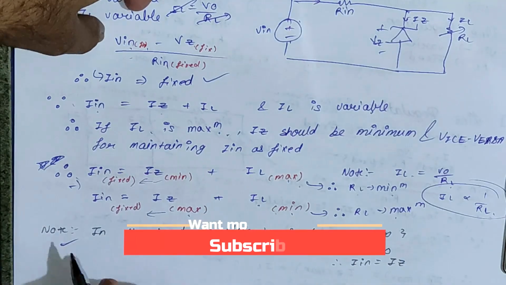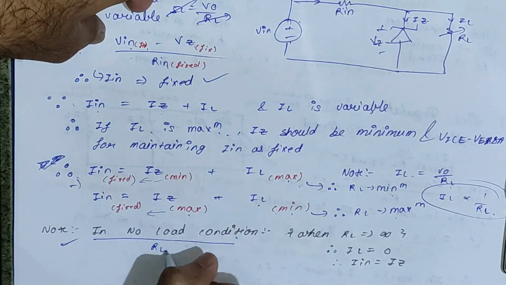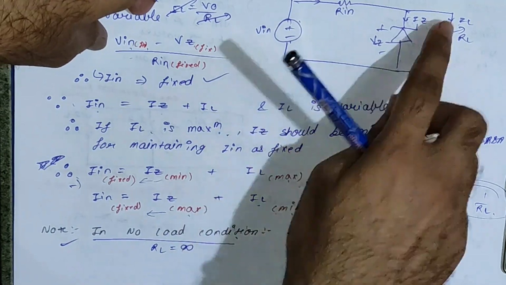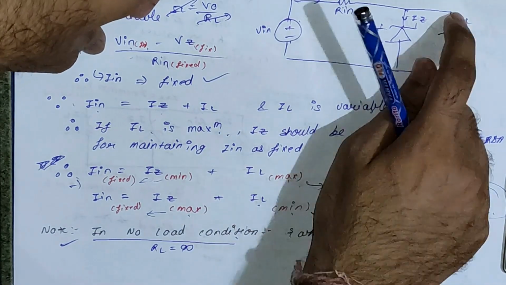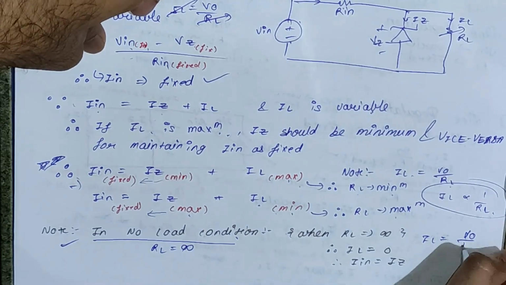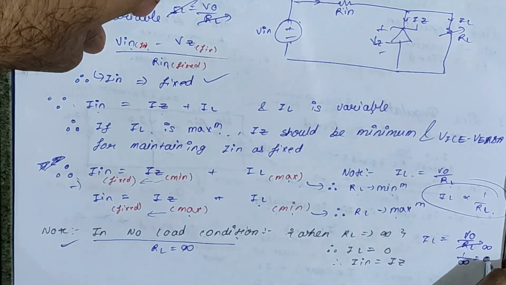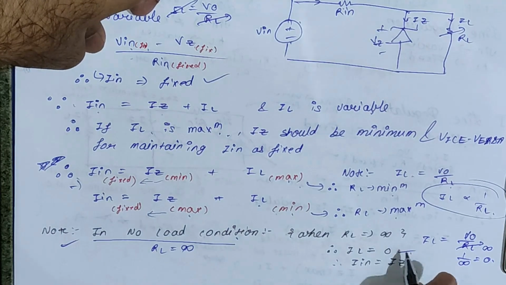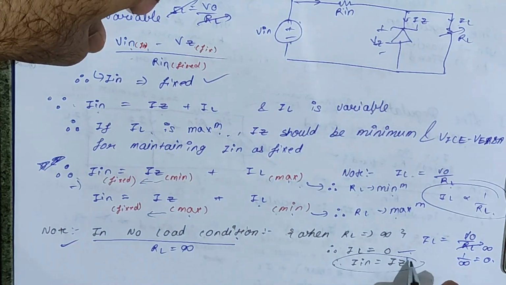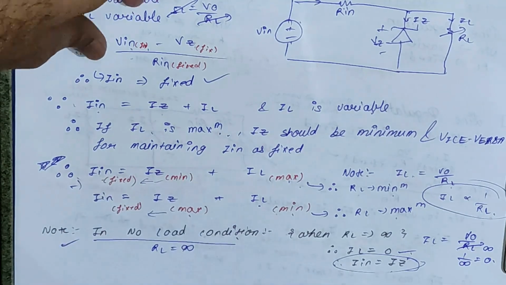Now the thing that we should note is that in no load condition, it means that RL is infinity, there is no load connected, then IL is going to be 0. Why? Because IL is nothing but VO by RL. If it is infinity, then 1 upon infinity is nothing but 0, so you will get IL as 0. So in that condition I in will be equal to Iz. So if IL is 0, it means that I in will be equal to Iz only.